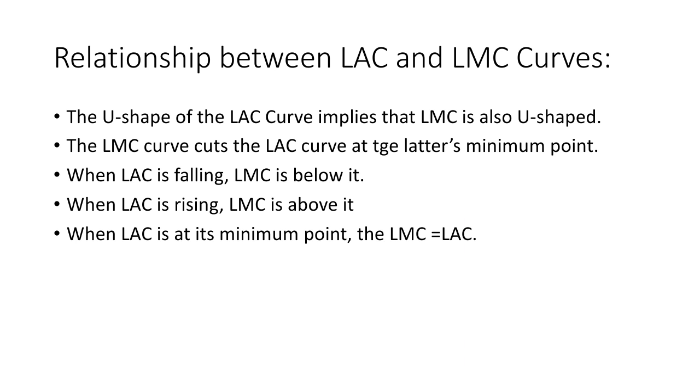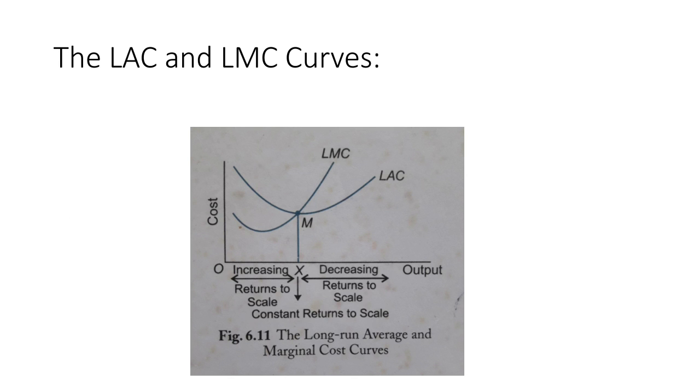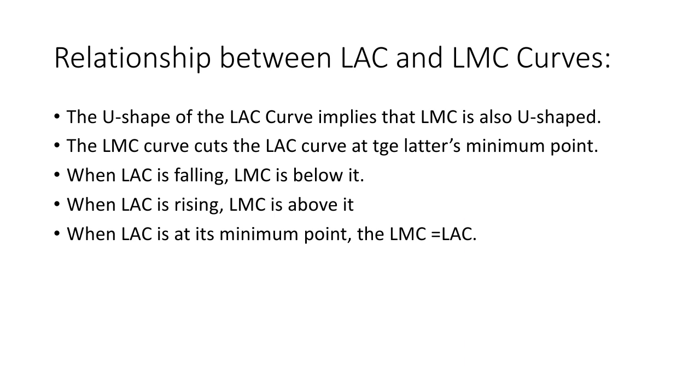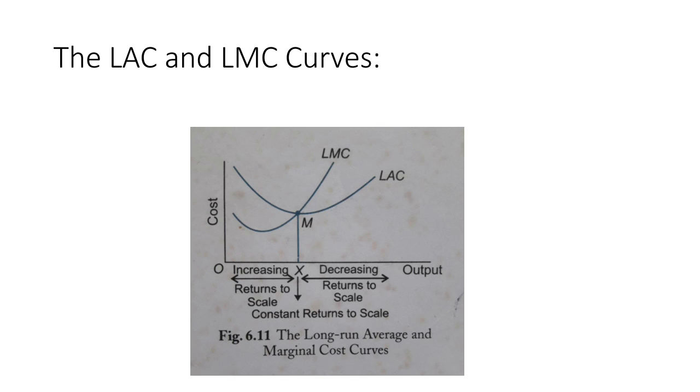Then when LAC is falling, LMC is below it. So you can see LAC is falling initially and LMC is below the LAC curve, and when LAC is rising, LMC is above the LAC curve, and at the minimum point of LAC at point M, both LAC and LMC, that is long run average cost and long run marginal cost, are equal to each other.